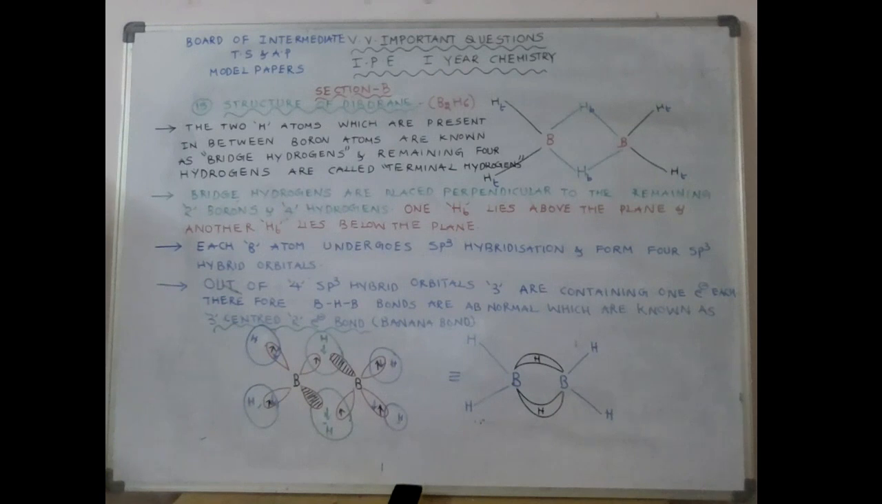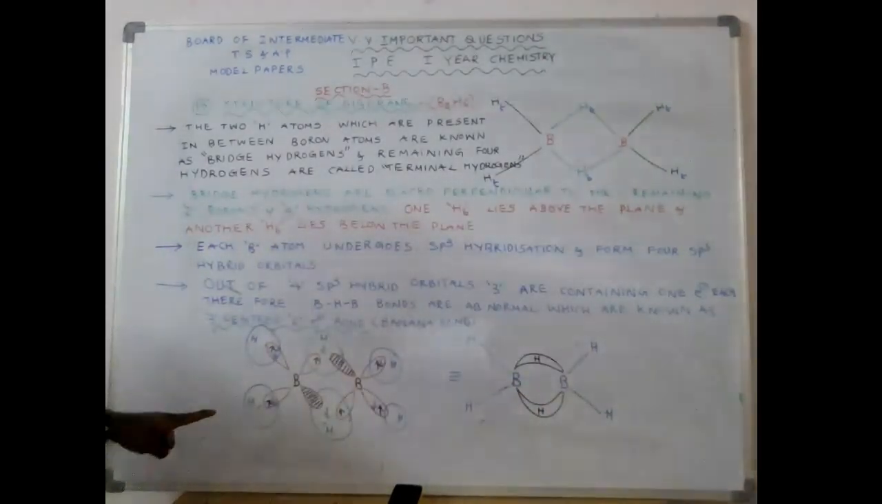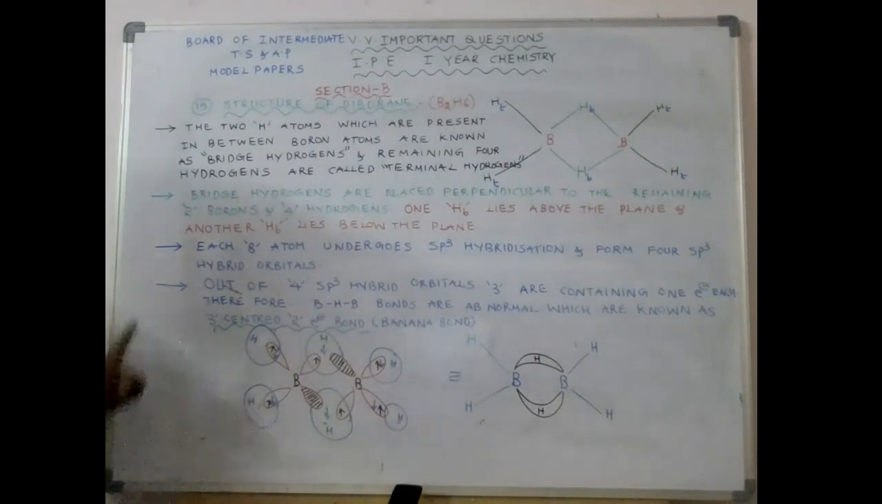So it is better to write these points to get full marks. Very simple. If you try to understand this, definitely we can write that as it is. At least try to draw these two structures. Even if you draw this also, very good. So that is the point. That is about the 15th question, the structure of diborane. We'll go for the next topic.